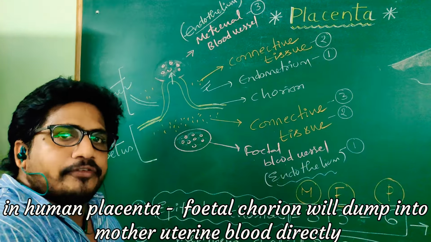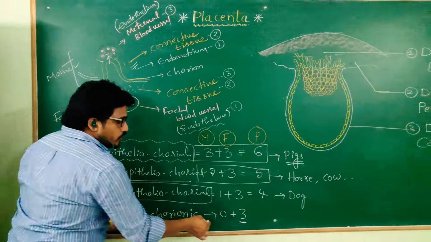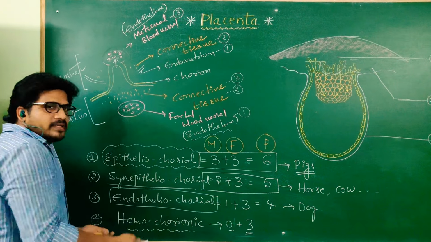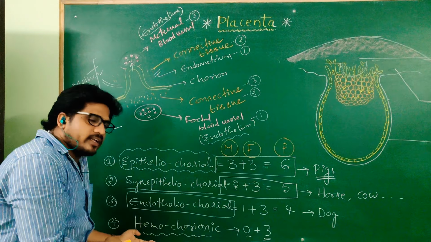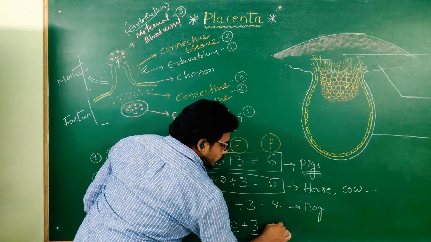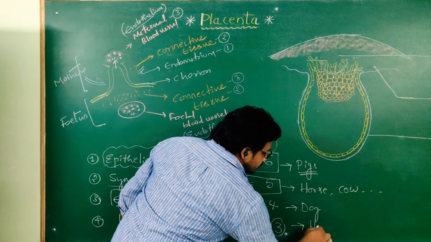So the number of layers fused in the placenta is 3. All 3 are fetal parts. There is no tissue contributing from the mother. That's why it's called hemochorial placenta. The chorion is in direct contact with the blood. That means what? Hemo. Such a type of placenta is present in human. The total number of layers in the placenta is 3. Example, human.